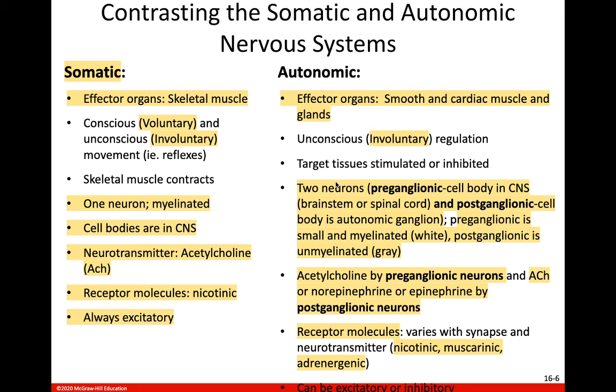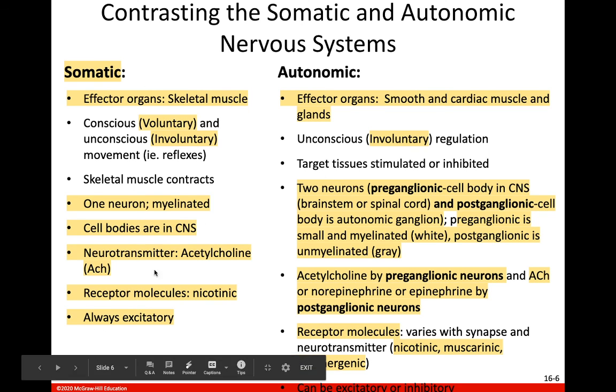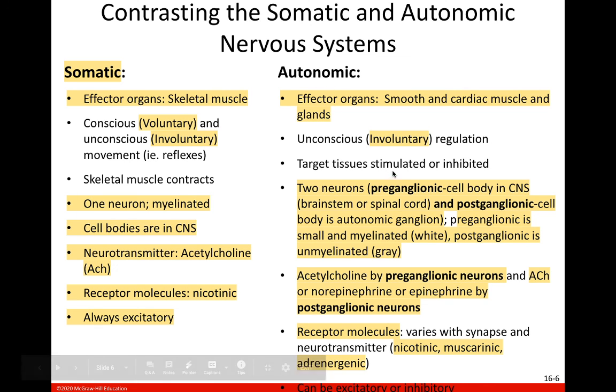And where we said that the somatic is always excitatory, well, with the autonomic, it can be excitatory or inhibitory. And we'll see that more a little bit later, but we can see that in some cases, the heart can be stimulated to beat faster, the breathing can be stimulated to go faster, but in other cases, for example, the digestion can be inhibited.